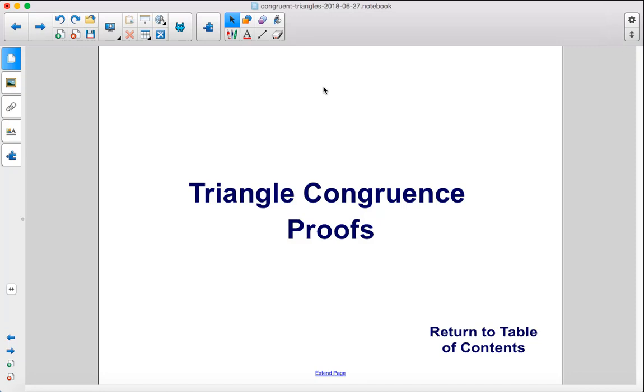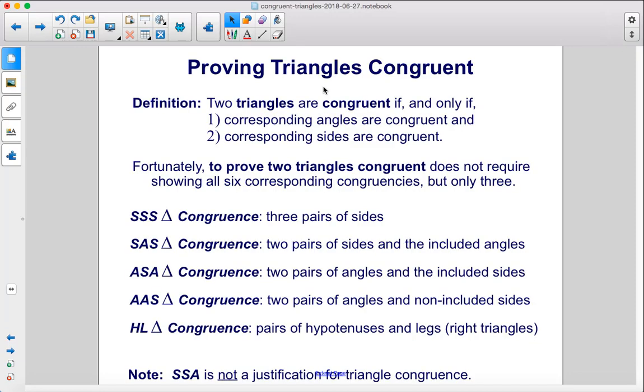Triangle congruence proofs. Proving triangles congruent. Two triangles are congruent if, and only if, corresponding angles are congruent and corresponding sides are congruent. Fortunately, to prove two triangles congruent does not require showing all 6 corresponding congruencies, but only 3.